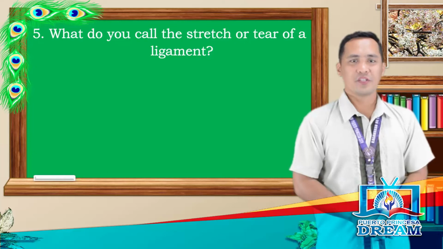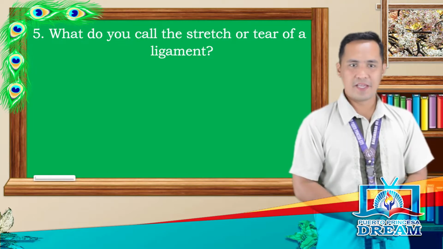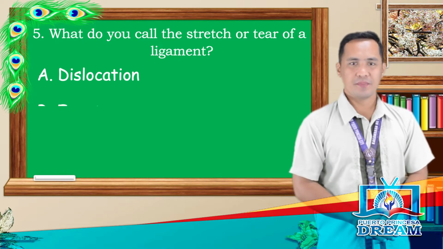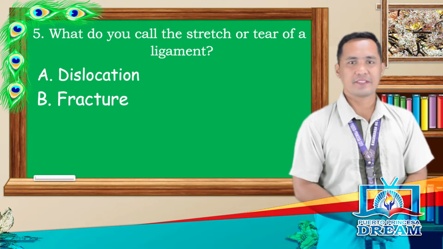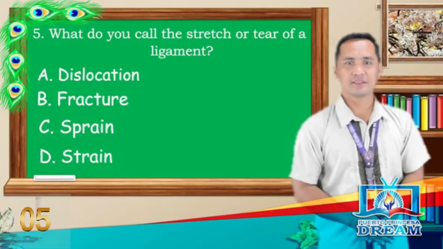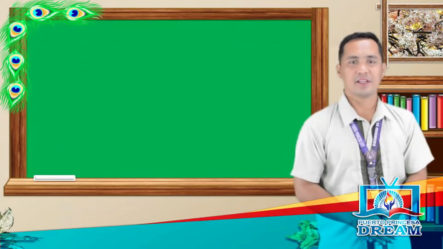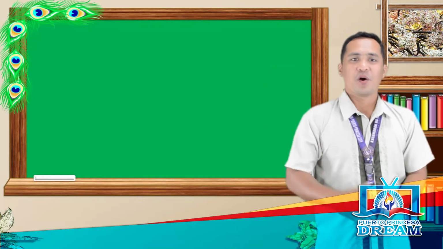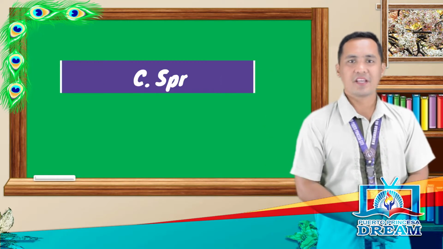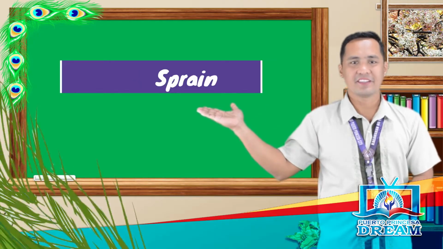Last but not the least, number 5. What do you call the stretch or tear of the ligament? A. Dislocation. B. Fracture. C. Sprain. D. Strain. Time is up. What's your answer? The correct answer is letter C.